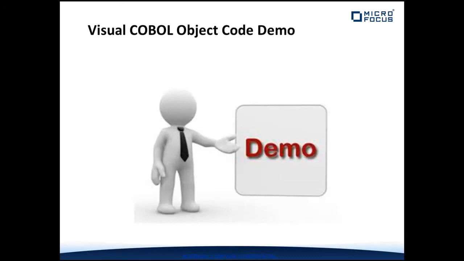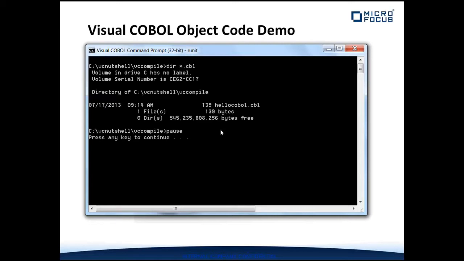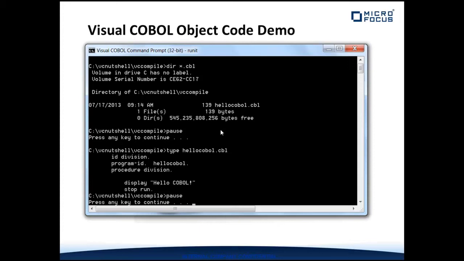Let me show you a quick demo of Visual COBOL object code formats. So first I'd like to show you what the compiler can do from the command line. It is capable of generating any of these types of objects directly. I have a little batch file here that I'll run to demonstrate this. Okay, we have a simple source program called hello-cobol.cbl. It contains one display statement and a stop run.